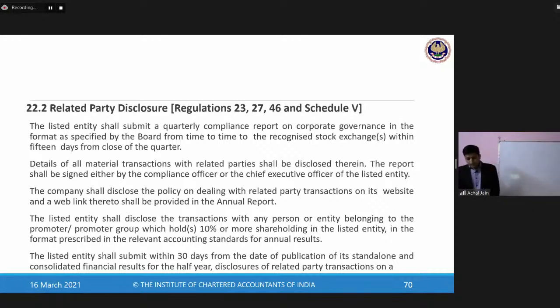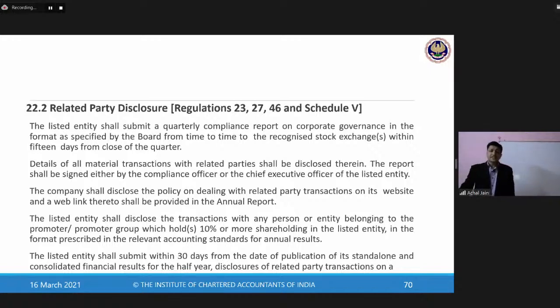Okay. Now this is something very important, which is required to be submitted to the board. Details of all material transactions with the related parties shall be disclosed therein, and this shall be signed by either the compliance officer, which the company would be required to have, or the CEO of the company. So the responsibility of signing this document has also been placed on the CEO of the company or the compliance officer. Now, a compliance officer with a certain criteria is required to be appointed by certain companies.